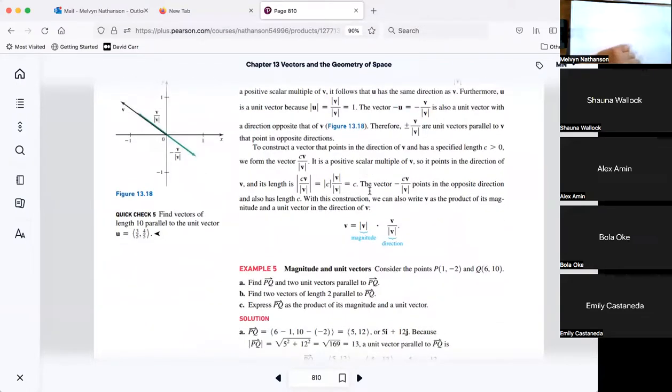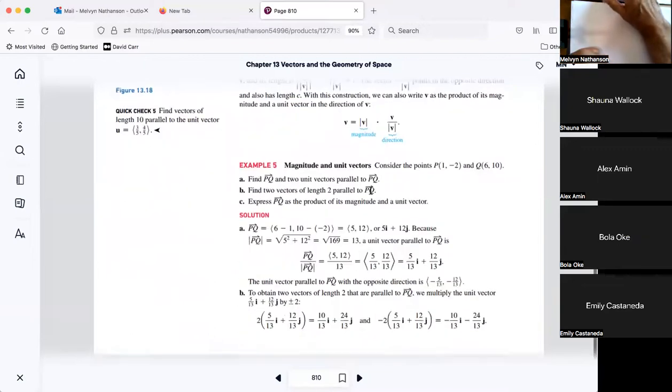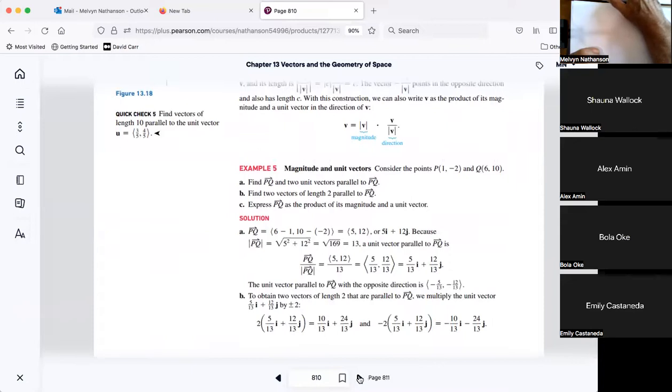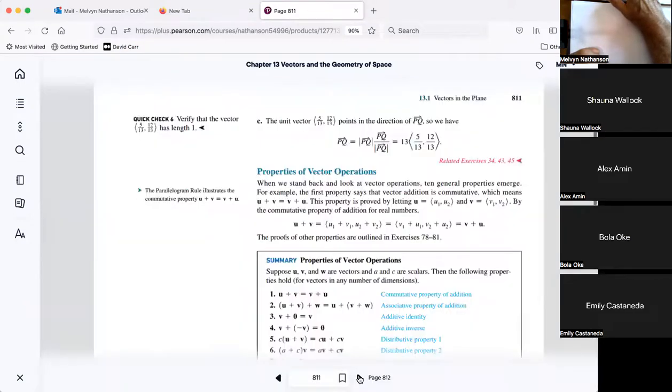Yeah, there's one other thing I should mention, because it's at the very end of this section. Let me see if there's anything else.